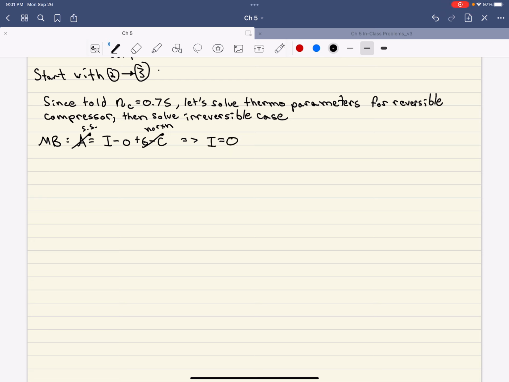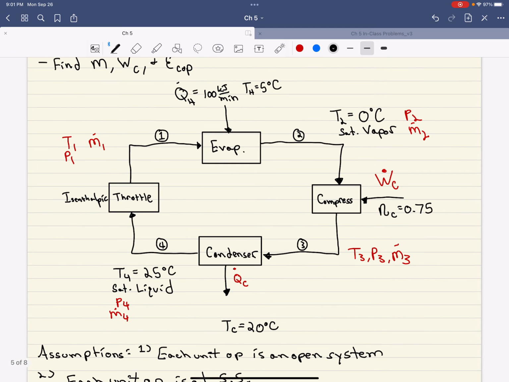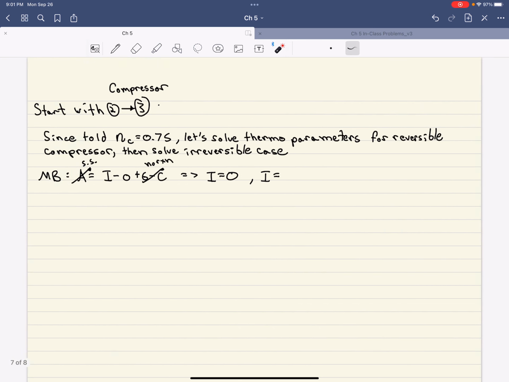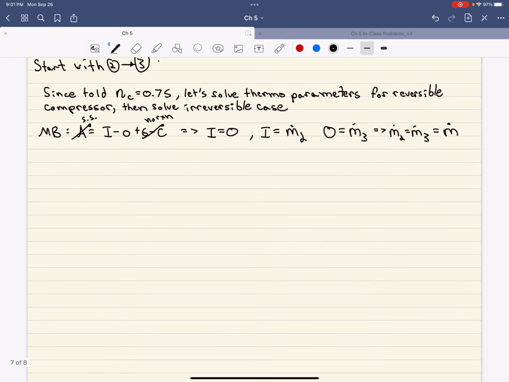So input's equal to output. So our input to the compressor, we go here, is stream 2, and our output is stream 3. Therefore, M2 is equal to M3, which we'll just call M dot. All right, but we don't know M2 or M3, so we can't really figure out what M dot is right now. That's something we want to solve for eventually.